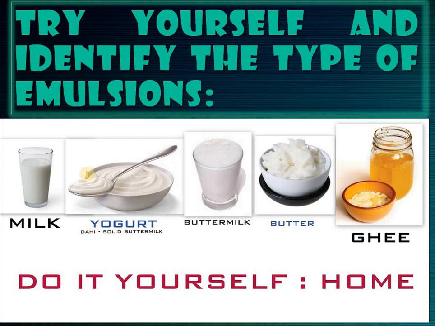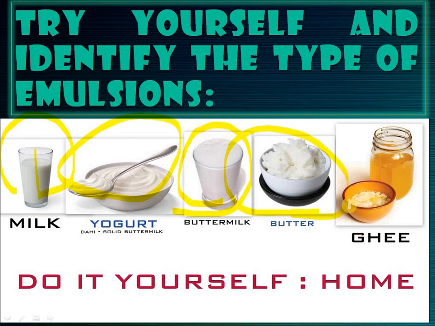So I will give this work to you. Try yourself to find which type it is, whether it is an emulsion or a colloid. Is butter an emulsion or not, and ghee? Just think over what you have studied, whether these are colloids or emulsions. If these are emulsions, then what type of emulsion is it?